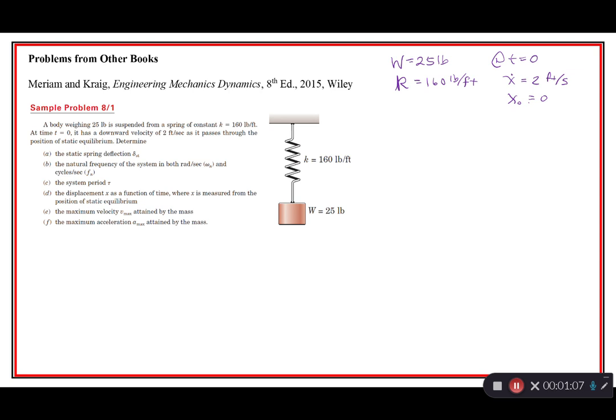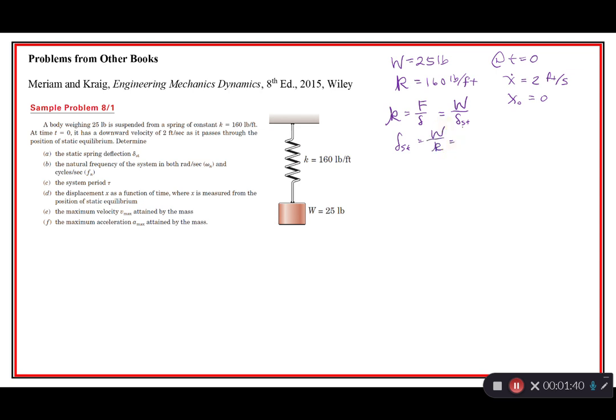So we want to find the static deflection. That's not a vibration problem. It's just a simple thing where you go, okay, let me write it out. Stiffness is going to be equal to force over deflection, so that's equal to the weight over the static deflection. So if we want the static deflection, we take the weight and divide it by the K.